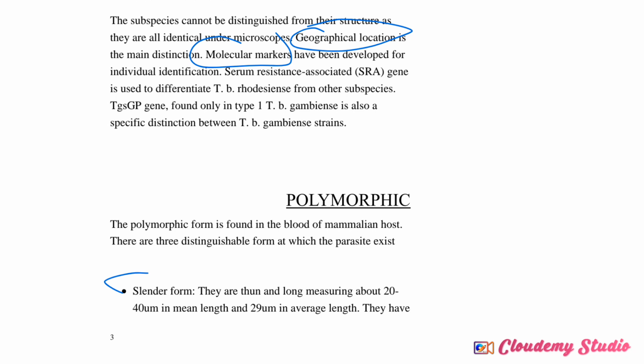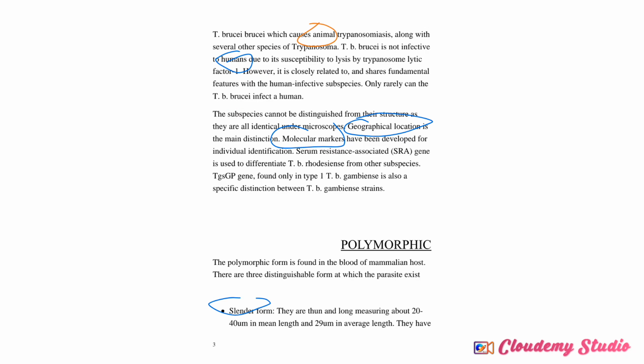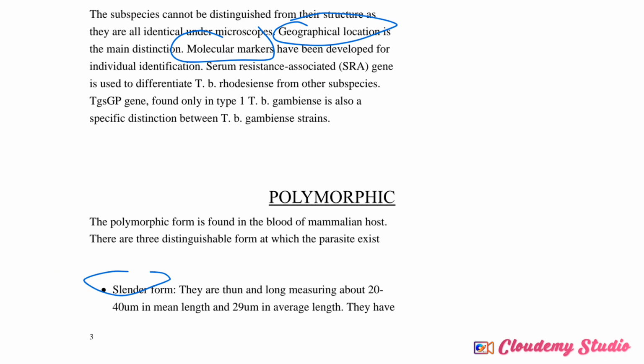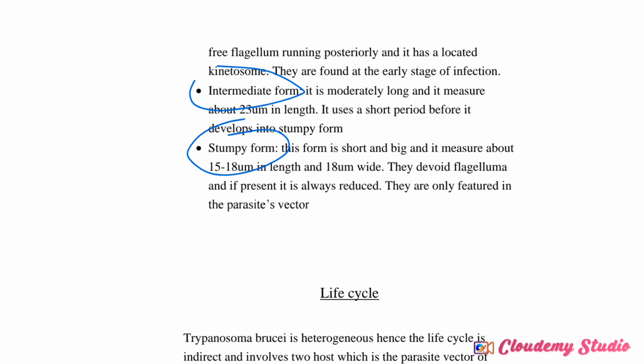The first one is the slender form. The second one is the intermediate form, and the third one is what? The stumpy form. Let's just talk about the slender form first. The slender form is thin. You understand? It is thin, and it measures about 20 to 40 micrometers in length and 29 micrometers in average length. Are you getting me now? They have a free flagellum running posteriorly, and it has an anteriorly located kinetoplast. They are found in the early stage of infection. So the slender forms are found in what? In the early stage of infection.